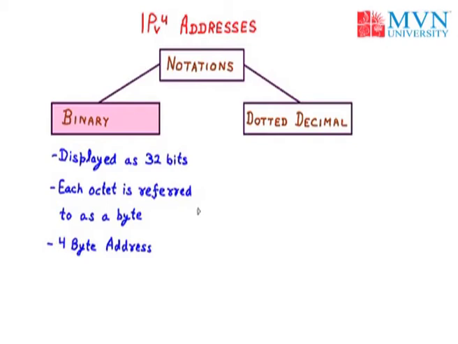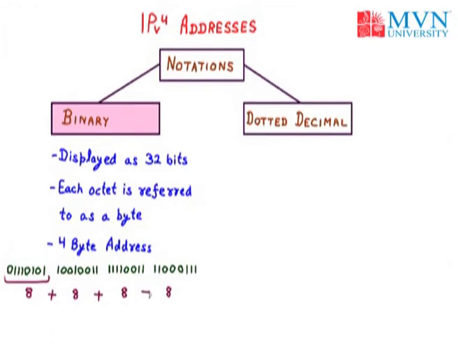Now we will see an example of a binary IP address. This is an IPv4 address represented in binary form. Binary means 0 and 1. We can count that the first octet has 8 bits, again the second octet has 8 bits, the third again 8 and the fourth again 8. That means the combination of all the 8s is equivalent to a 32-bit address.